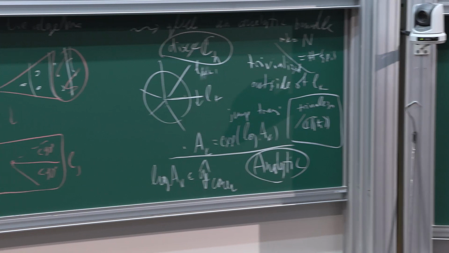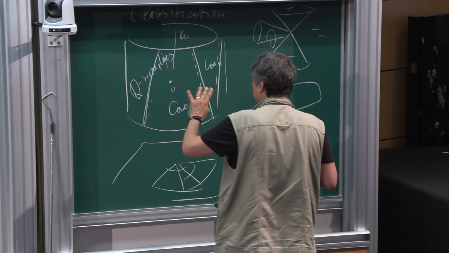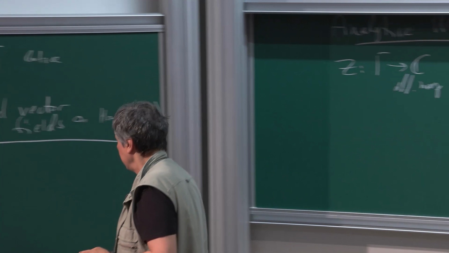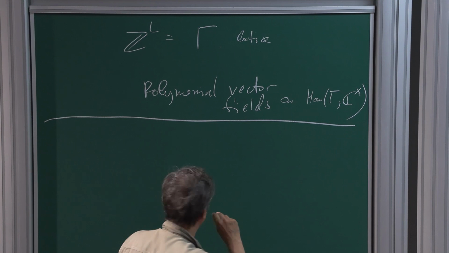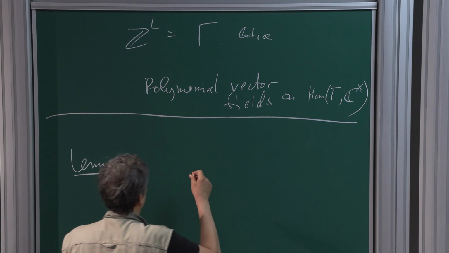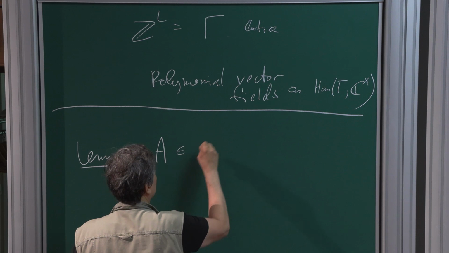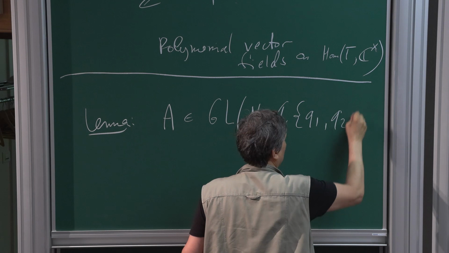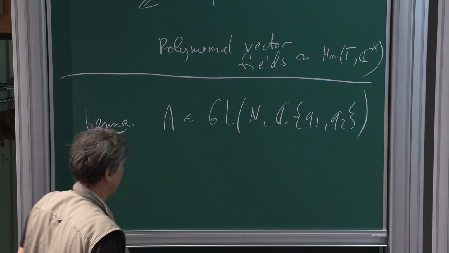And then, again, I recall why these rational hyperplanes play such an important role in this business. It's because of the following basic lemma, which I remind you of. If you have an element in GL_N, there is a lemma in just two variables.